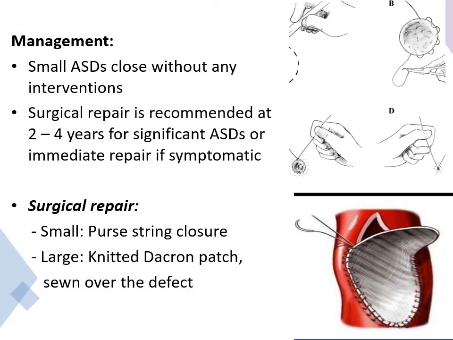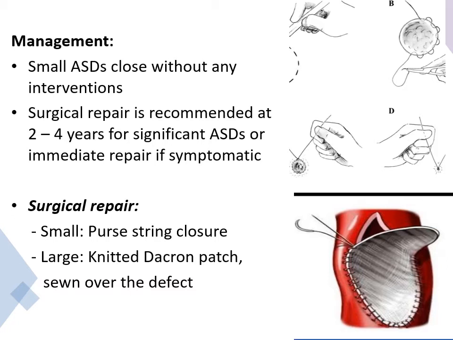For the management of ASD, small atrial septal defects close spontaneously, and sometimes do not need any intervention. For significant ASD, surgical repair is done, and it is recommended between the age of 2 to 4 years. Earlier repair will also be done if the child is symptomatic.